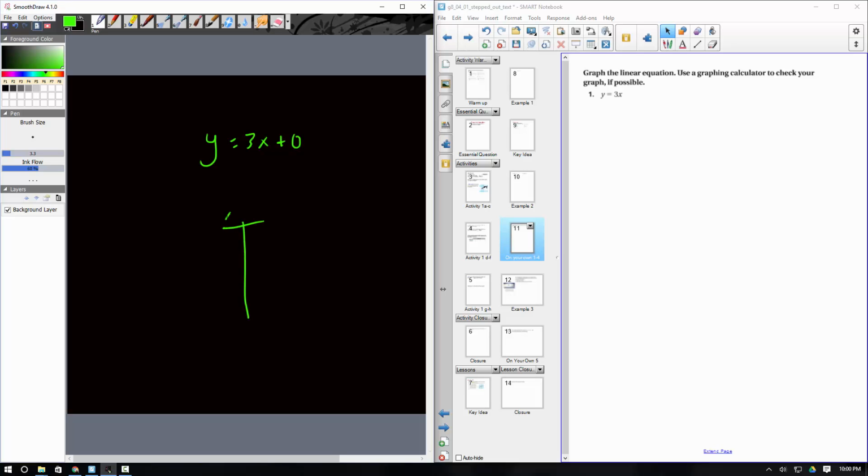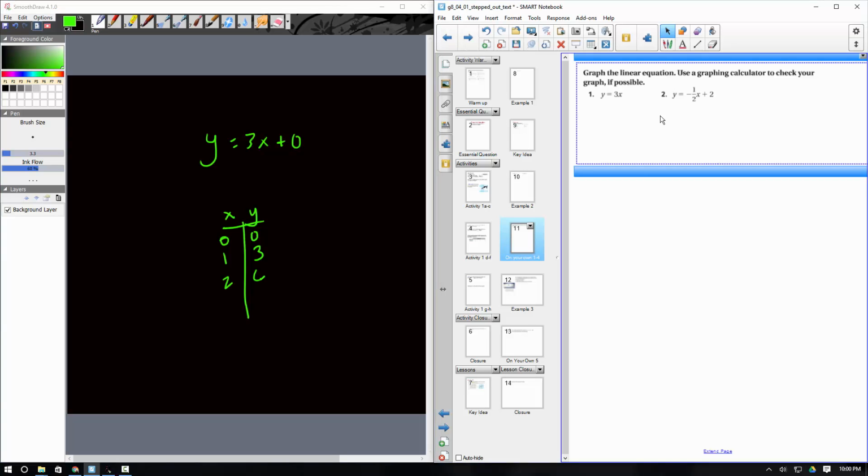So if I plug in x and y, if I plug in a 0, I get 0. If I plug in a 1, I get 3. If I plug in a 2, 2 times 3 is 6. And when I graph this out, it'll be a straight line. Same thing here, when I plug in a 0, 1, 2, 3. And here's what it will look like. Again, it starts at 0.